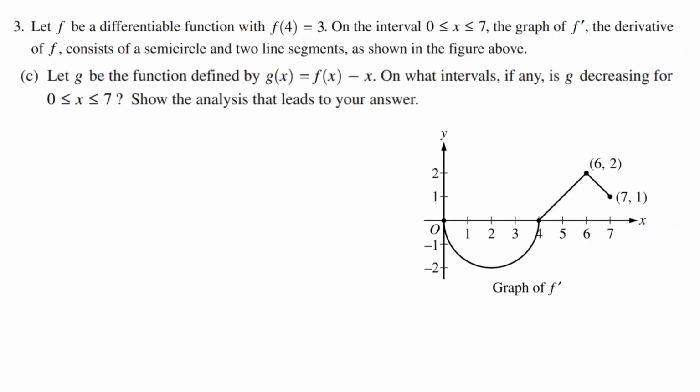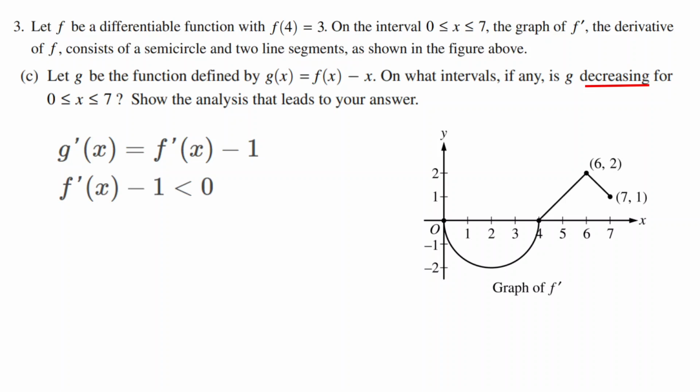Part C. Let g be the function defined by g of x equals f of x minus x. On what intervals, if any, is g decreasing for 0 less than or equal to x less than or equal to 7? Show the analysis that leads to your answer. To find if g is decreasing, we take g prime and find when it is negative. G prime equals f prime minus 1. We want this value to be less than 0. We can simplify it to f prime of x less than 1.